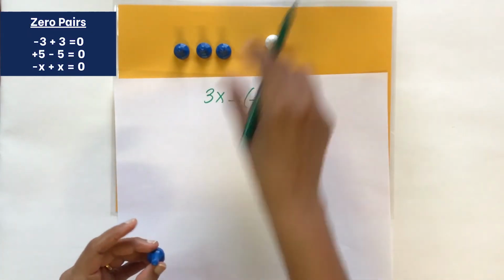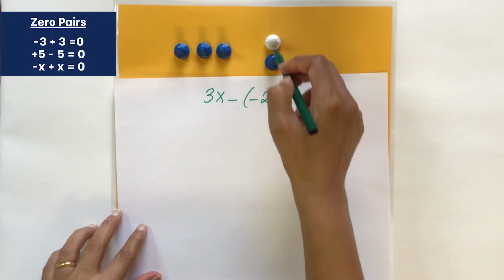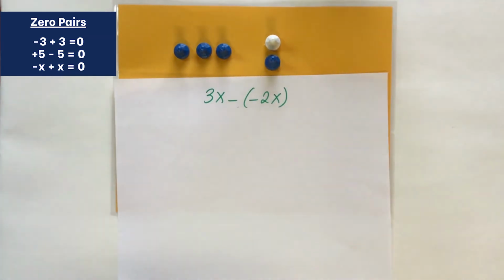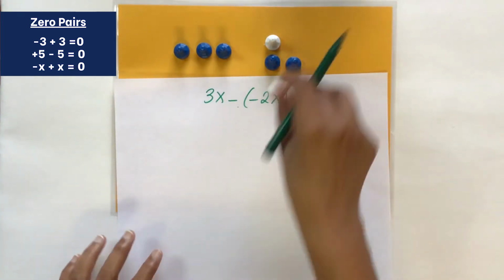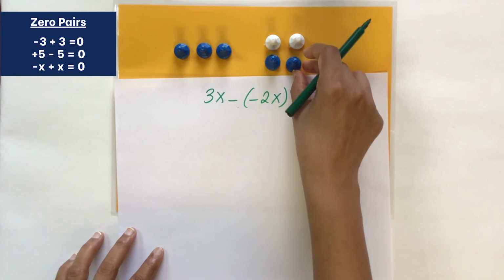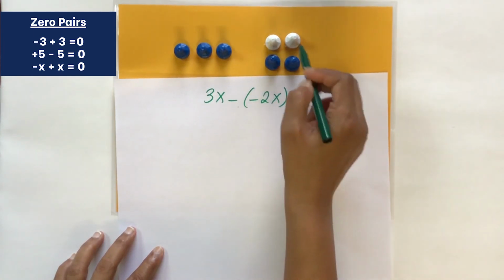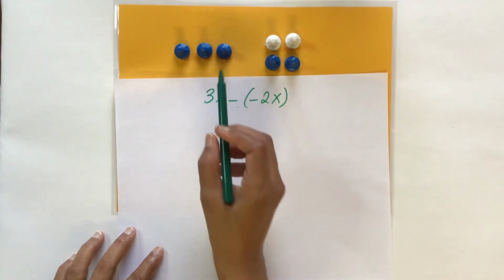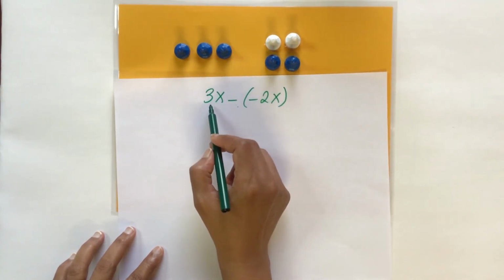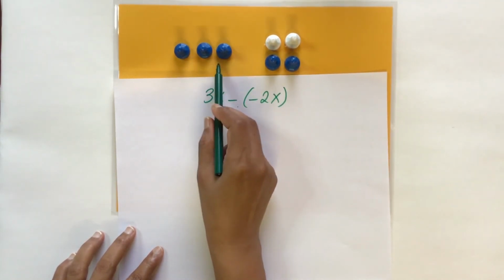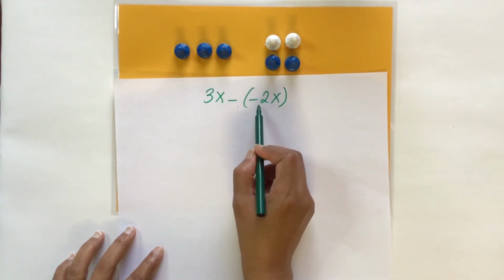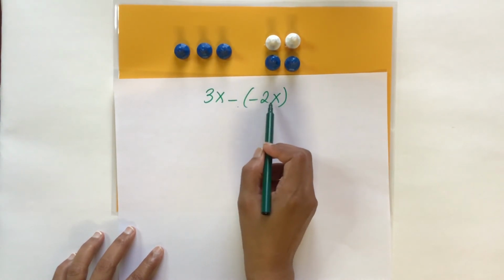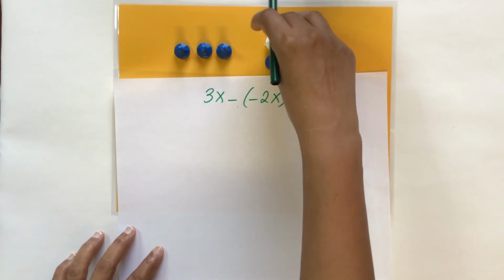As you can see, the blue pawn and the white pawn technically make 0. Let's bring another zero pair into this mixture. Bringing in the zero pair does not change the value of the 3x. Let's go back to the expression. We have 3x, which is this, and we need to subtract a negative 2x. Now we can subtract the negative 2x by removing them off the mat.